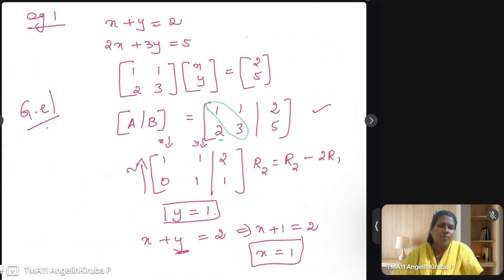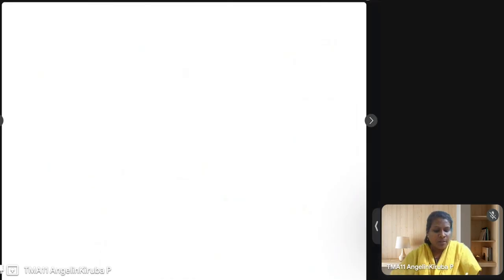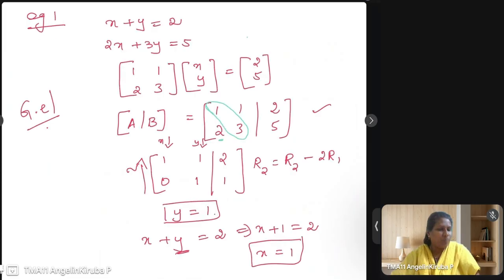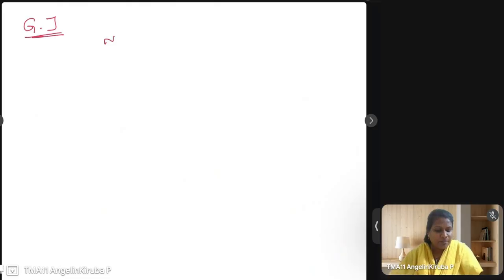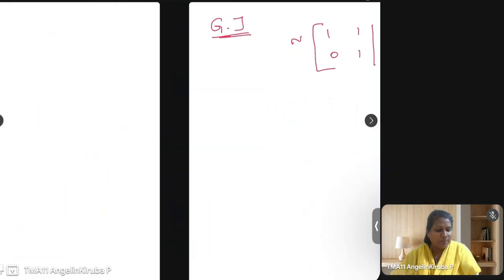We can proceed with the same problem for Gauss-Jordan method also, right? So we can continue and find the value for Gauss-Jordan also. So for Gauss-Jordan, I'm going to consider the same problem. I'm going to continue with this step itself. So 1, 1, 0, 1, which is equivalent to 1, 1, 0, 1 and 2, 1.